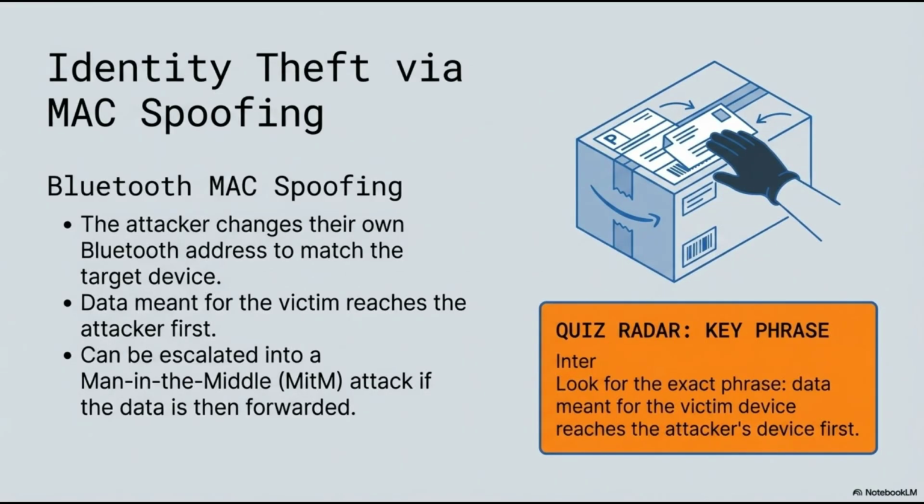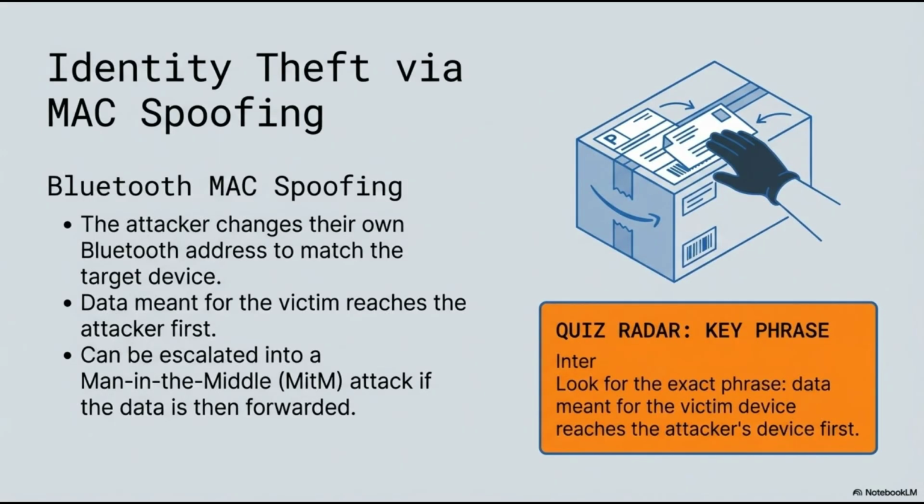The exact key phrase you need to recognize is that during MAC spoofing, data meant for the victim device reaches the attacker's device first. Reaches the attacker first. Why does it reach them first, though? If there are two identical digital masks in the same room, how does the network choose? It usually comes down to proximity or signal strength. The attacker positions their spoofed device to be the loudest or the closest connection point, so the network just routes the data to them. Makes sense.